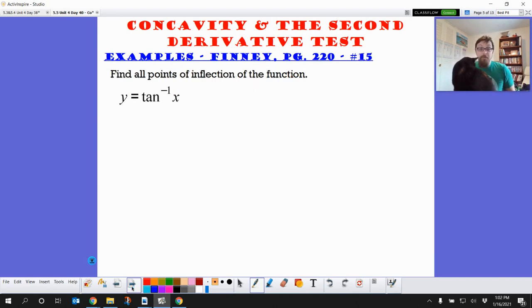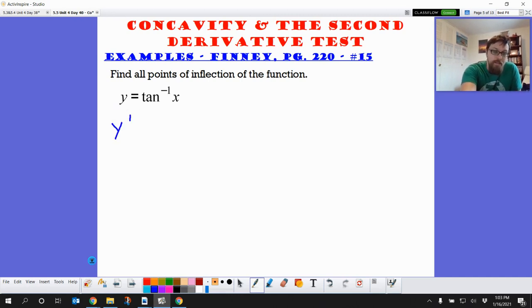We want to find the points of inflection on this function. So the first thing we need to do is figure out our second derivative of this thing. So we got to do the first derivative. Our derivative of arctangent, I can kind of reference my answer key, but you hopefully have this one better memorized than me. It is u prime over 1 plus u squared.